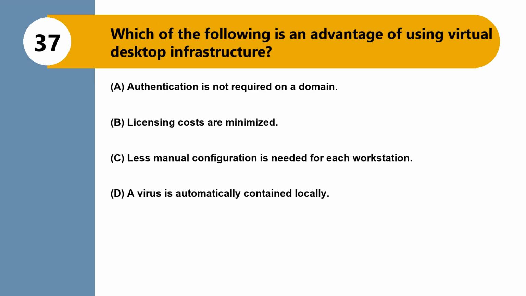Question 37. Which of the following is an advantage of using virtual desktop infrastructure? Option A, authentication is not required on a domain. Option B, licensing costs are minimized. Option C, less manual configuration is needed for each workstation. Option D, a virus is automatically contained locally. The correct answer is option C, less manual configuration is needed for each workstation.